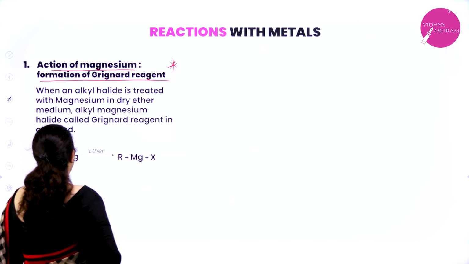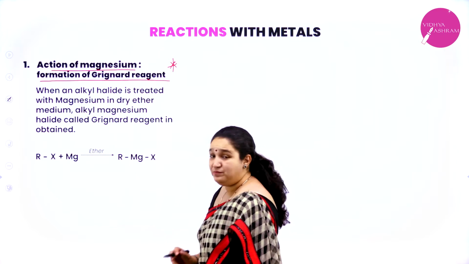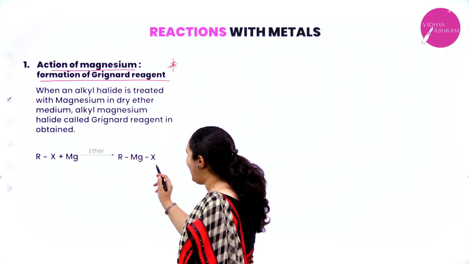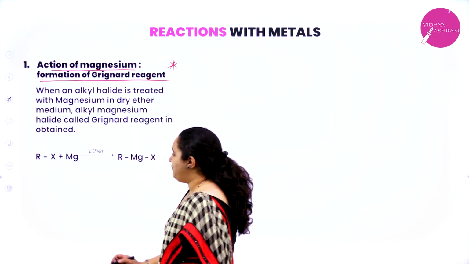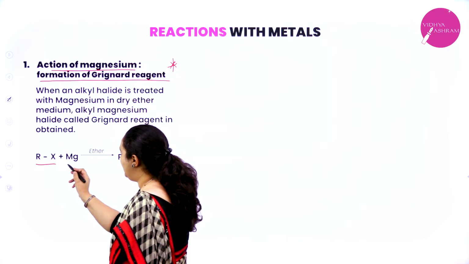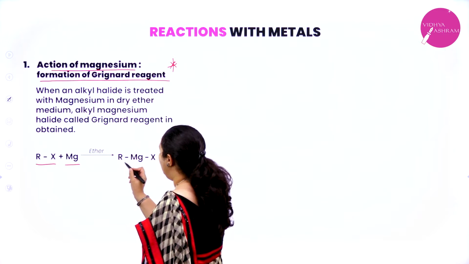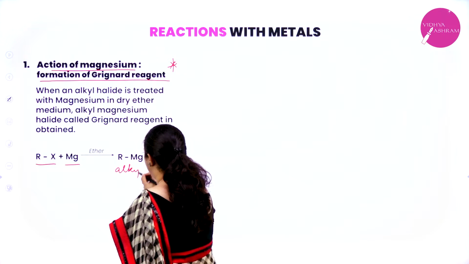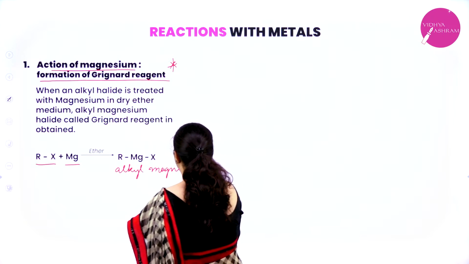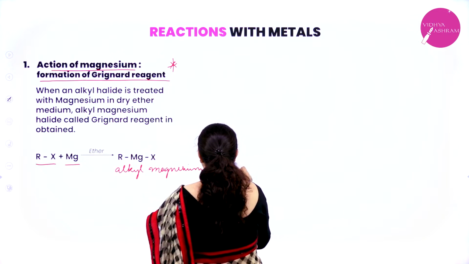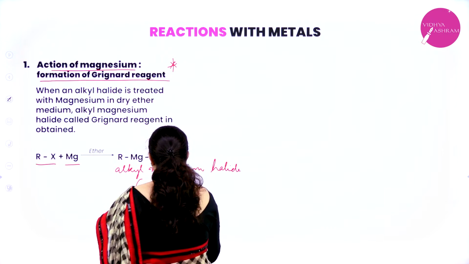Okay. When alkyl halide is treated with magnesium in dry ether medium, then alkyl magnesium halide is formed, which is called Grignard reagent. So what is happening? We are taking alkyl halide, treating it with magnesium in the presence of dry ether as the solvent to give alkyl, R group, magnesium halide, which is called Grignard reagent.